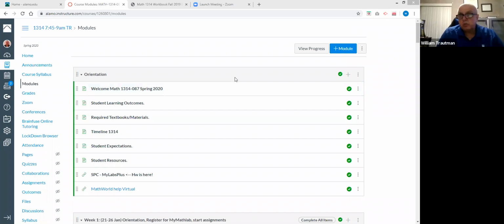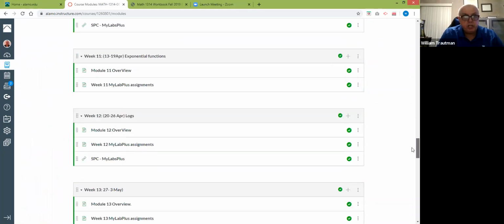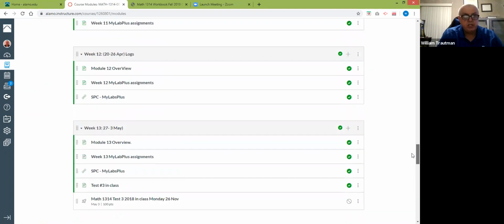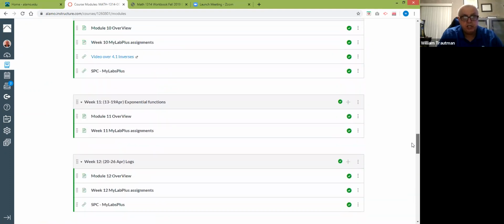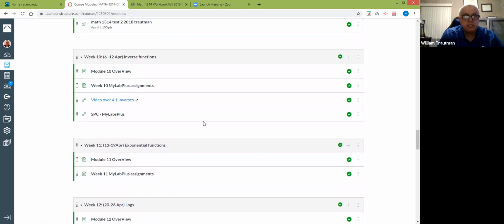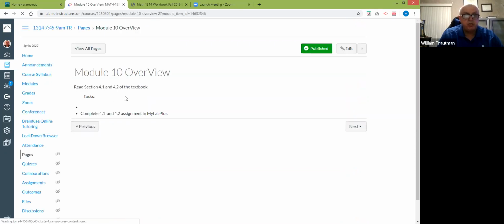If we scroll down to the current week, we are in this week here, week 10, 6 to 12. We did 4.1. It says we're supposed to be doing 4.1 and 4.2, so we're doing 4.2 today.